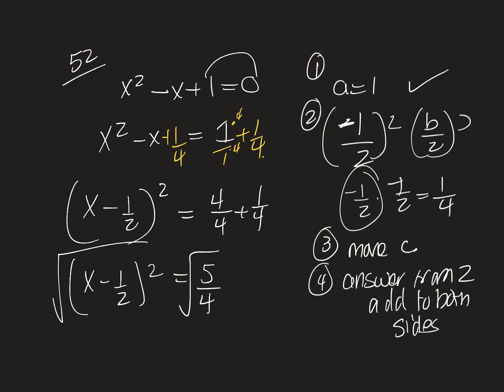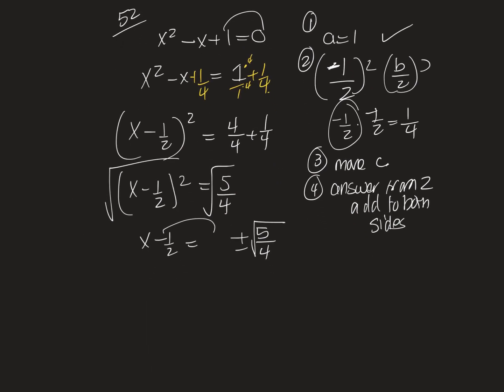Square root. So now we have x minus 1/2 equals plus or minus the square root of 5/4. Okay, now we're going to move this guy over. So 5 I'm going to leave alone because I can't perfectly square root it, but I can perfectly square root 4, so that would be 2. Okay, so this is my final answer.